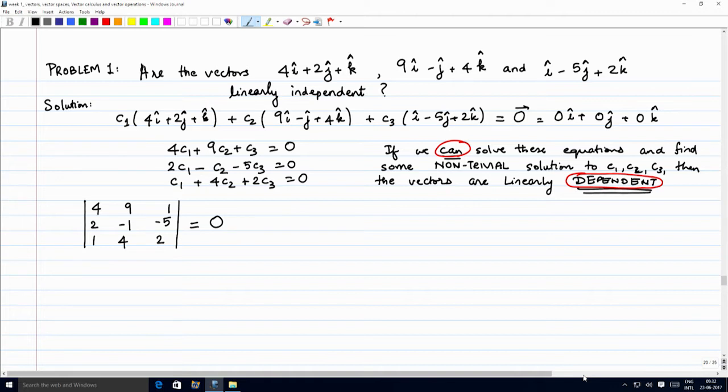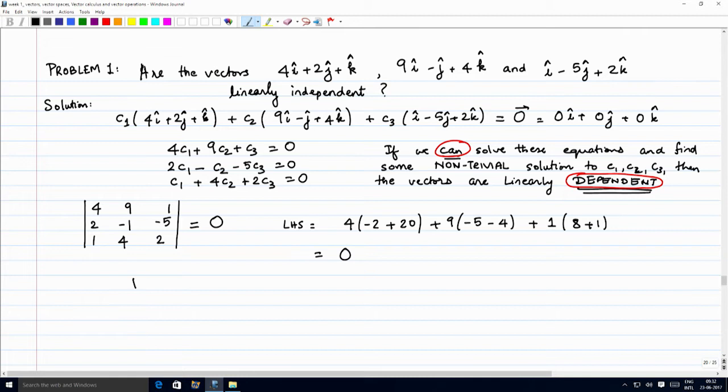Now, let us verify, do we get 0? So, what is the left hand side? The left hand side is equal to 4 into minus 2. It is the way you will take the determinant, plus 20, plus 9 into minus 5 minus 4, plus 1 into 8 plus 1. And you can easily do this, and you will find that this is equal to 0. 1872 minus 81 plus 9. So, you get 0.